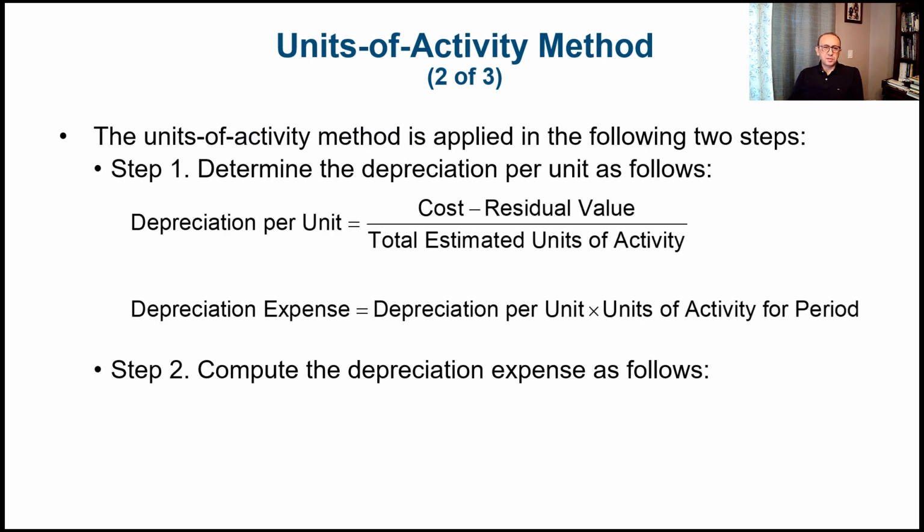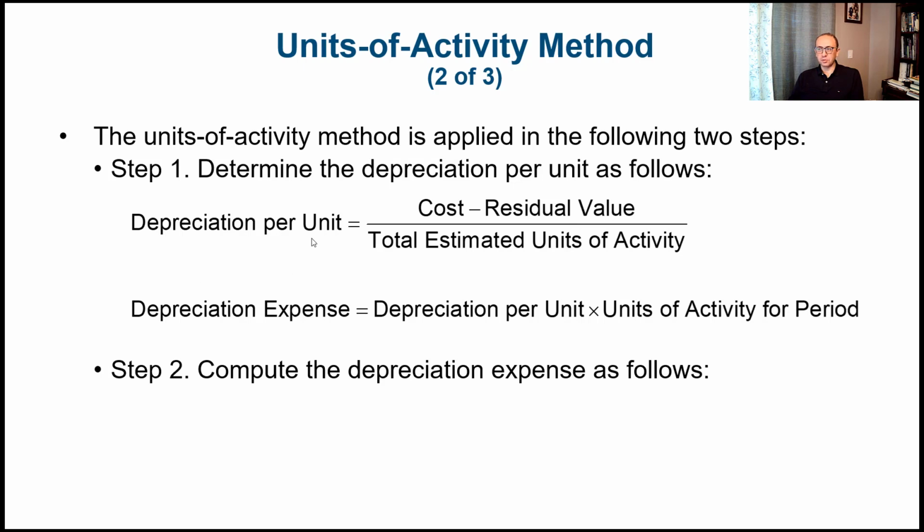The units of activity method is applied in the following 2 steps. We have to go through these 2 steps. The first step is to determine the depreciation per unit. And it's not too difficult because it's very similar to the straight line approach. The depreciation per unit is calculated as the cost minus the residual value divided by the total estimated units of activity. And that would give us the depreciation per unit.